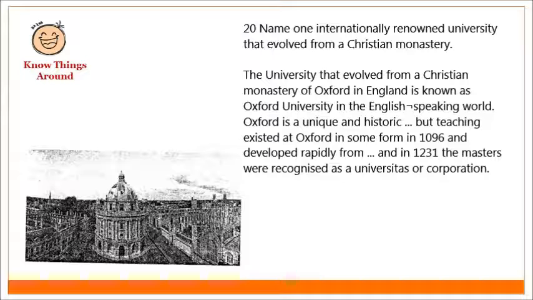Name one internationally renowned university that evolved from a Christian monastery. The university that evolved from a Christian monastery of Oxford in England is known as Oxford University in the English speaking world. Oxford is a unique and historic institution. Teaching existed at Oxford in some form in 1096 AD and developed rapidly, and in 1231 the masters were recognized as a universitas or corporation.